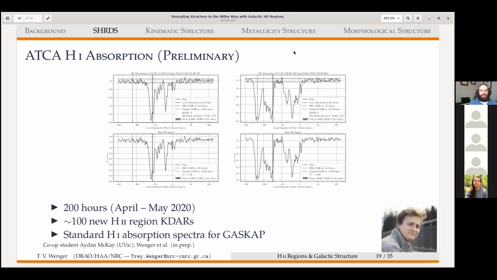This is a project that's being led by a previous co-op student of mine, Aidan Mackay from the University of Victoria. We observed for about 200 hours with the Australia Telescope Compact Array to obtain H I absorption spectra towards a bunch of these H II regions. And we expect that we'll be able to resolve this kinematic distance ambiguity towards about 100 new H II regions in the southern sky, which will allow us to make a face-on map of the locations of these H II regions.